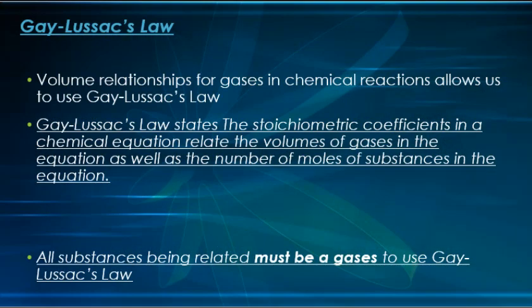So the volume relationships for gases in chemical reactions use what is known as Gay-Lussac's law. It states that the stoichiometric coefficients in a chemical equation relate to the volumes of gases. It also still relates to the moles. It relates to the moles and the volume, the liters of gases, as well as the number of moles of each substance in the equation. And I think you have a question: what do we need to be looking for? You need to be looking for that they're gases. They must be gases.